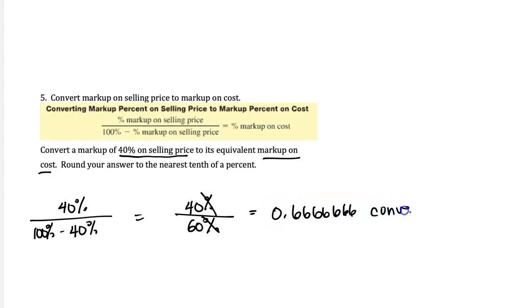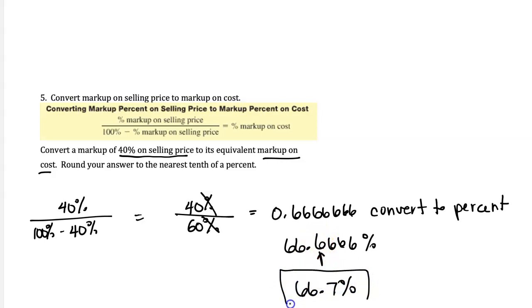And I'm going to convert it to a percent. So that would be 66 point, a lot more sixes. And then now I'm going to round it to the nearest 1/10, so that 1/10 of a percent would round to a 7. A 40% markup on selling price is equivalent to a 66.7% markup on cost. So there is a way to compare the two. We'll pick up with 2 more examples in the next video.